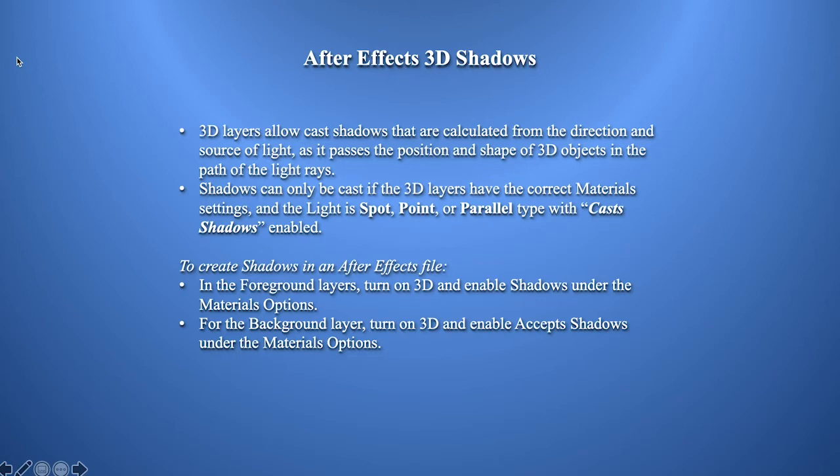To create shadows in an After Effects file, in the foreground layers, turn on the 3D and enable shadows under the material options. For the background layer, turn on 3D and enable Accept Shadows under material options.